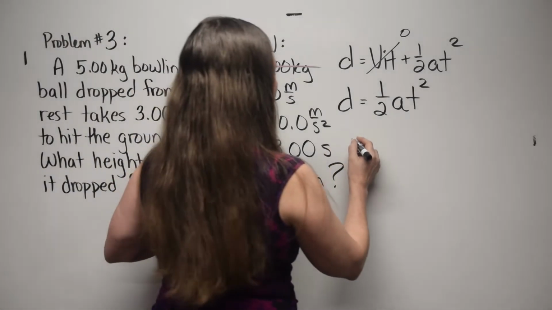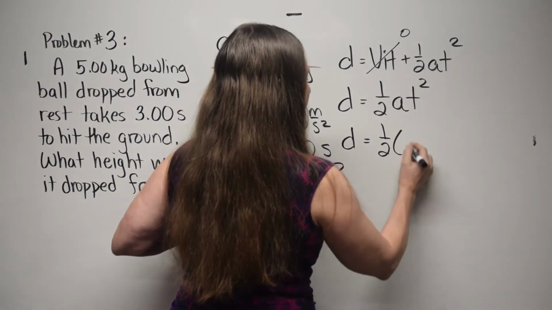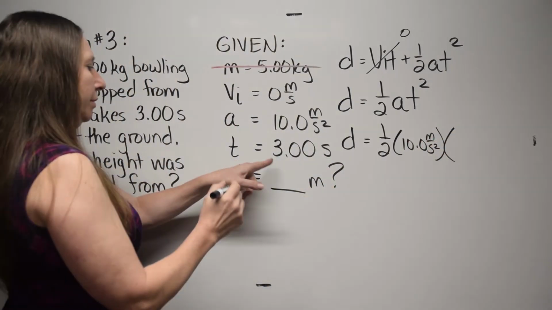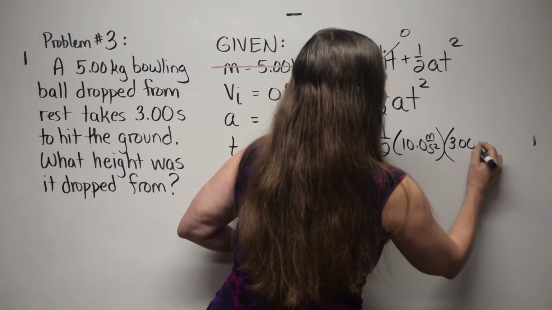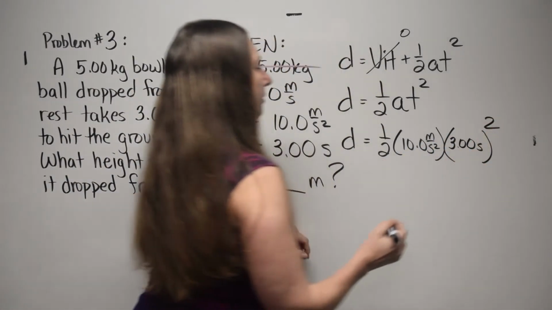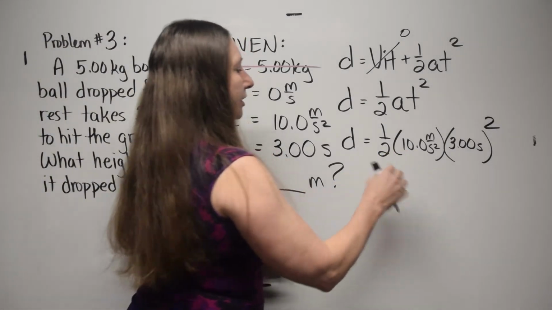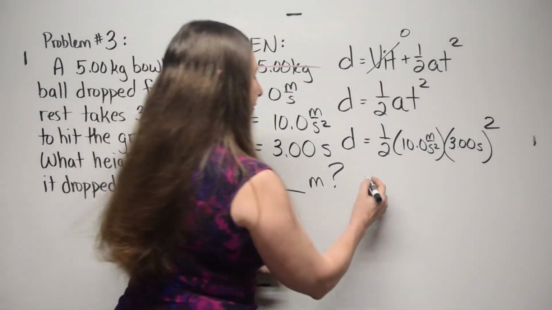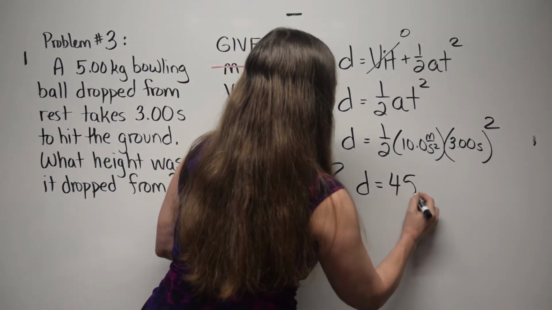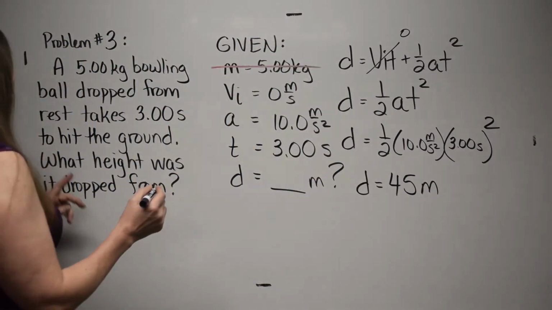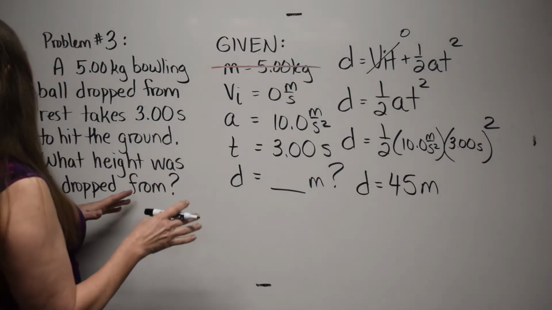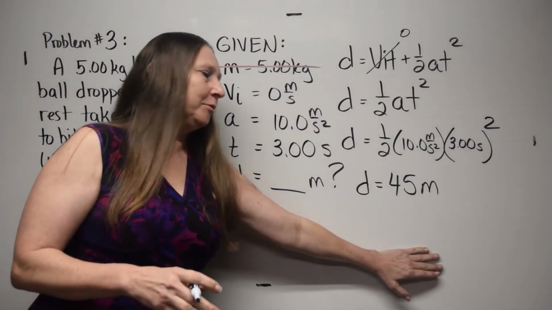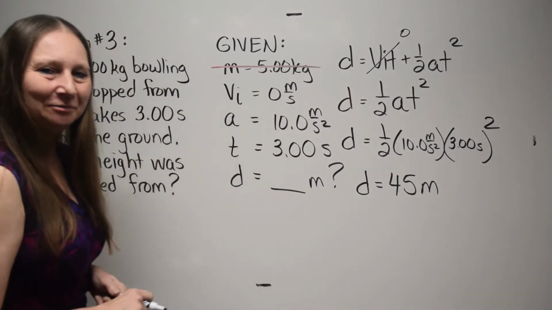So D equals 1/2. A is 10 meters per second squared. The time is 3 seconds, 3 seconds squared. Half of 10 is 5. 3 squared is 9. 5 times 9 is 45 meters. The bowling ball was dropped from a height of 45 meters, but we knew that. We knew that from the magic chart, so we know that our math here is correct.